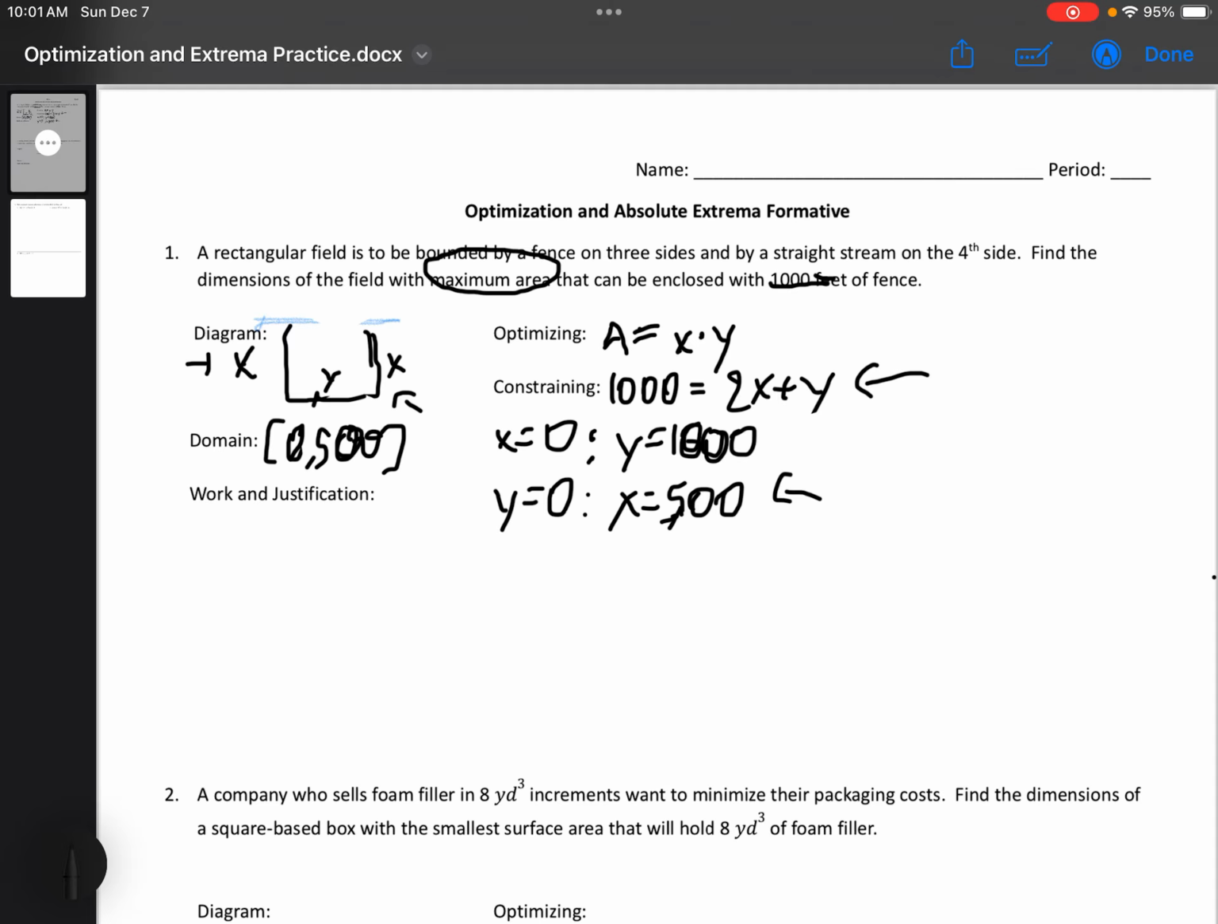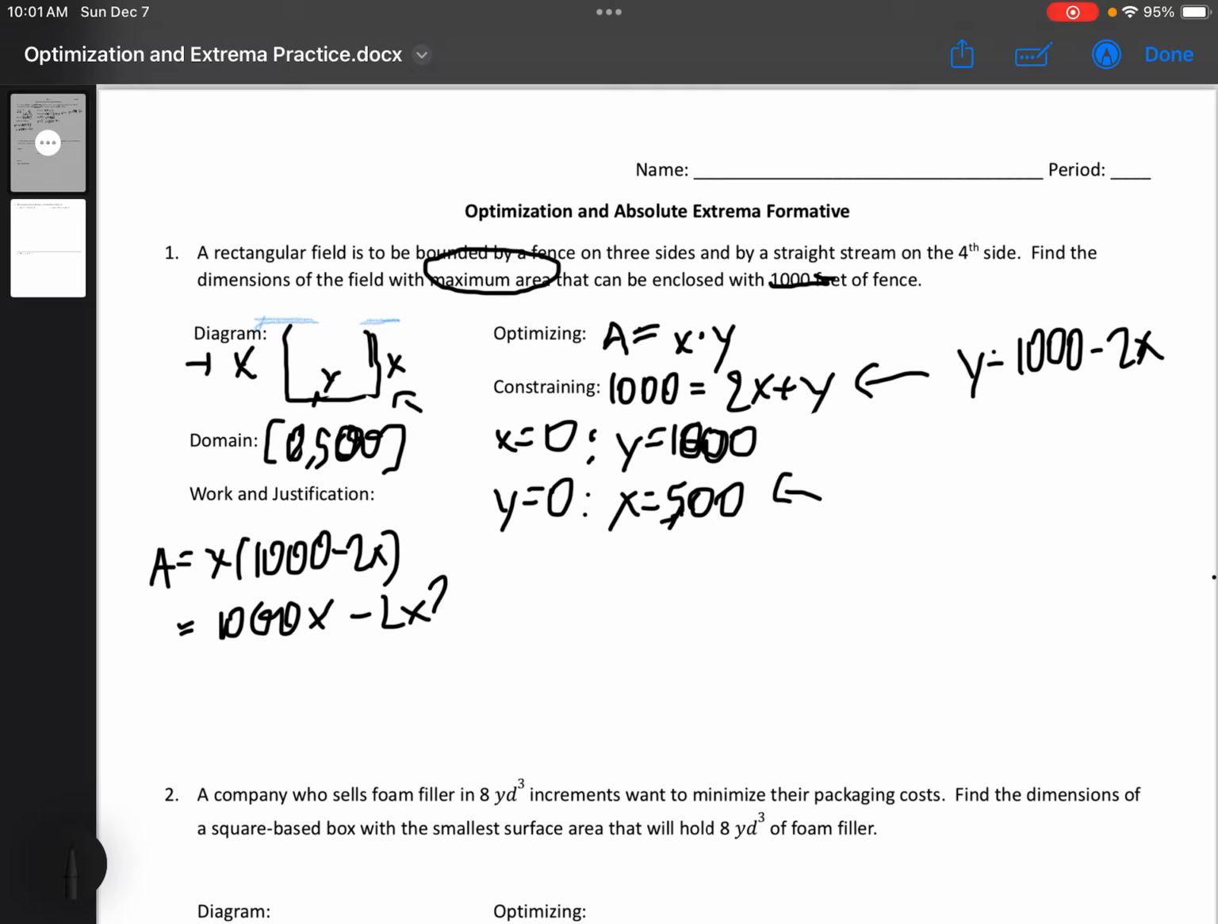So now we need to put the optimizing equation in terms of x. Using the constraining equation, we have y is equal to 1,000 minus 2x. Putting that into our optimizing equation, we have A is equal to x times 1,000 minus 2x, and A is equal to 1,000x minus 2x squared.